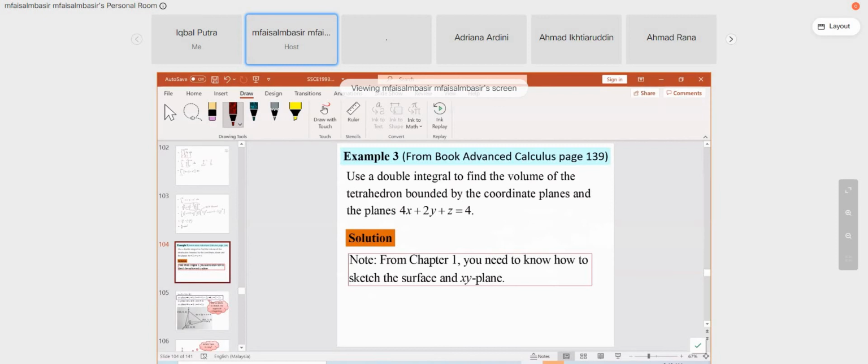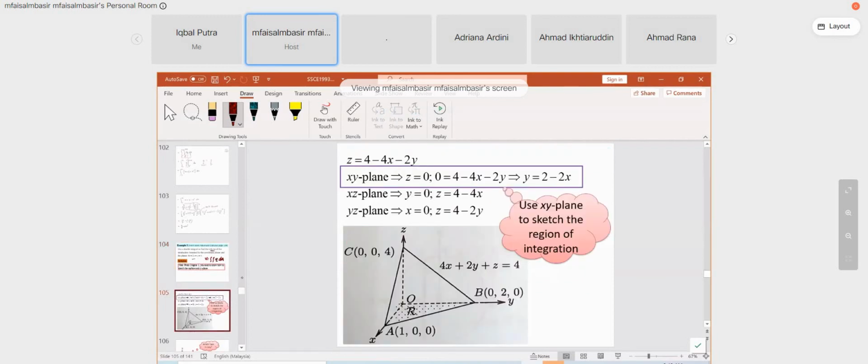Use double integral to find the volume. So remember, what is volume? Double integral z. So make sure you know how to draw this. This is just a tetrahedron. For volume, you have to choose one region. So let's say I choose this. Okay, so this is your z.